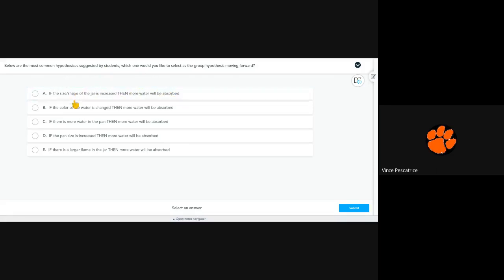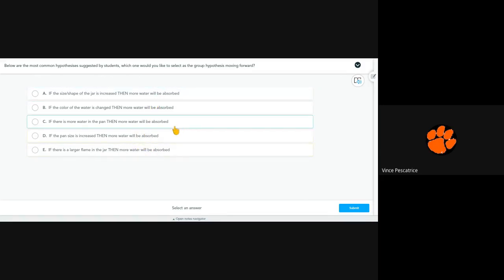So I took what you guys said and I broke them down into the 5 most common ones that occurred. So if we change something, this is the independent variable, then the dependent variable will change like this. So all the dependent variables were absorbing more water.